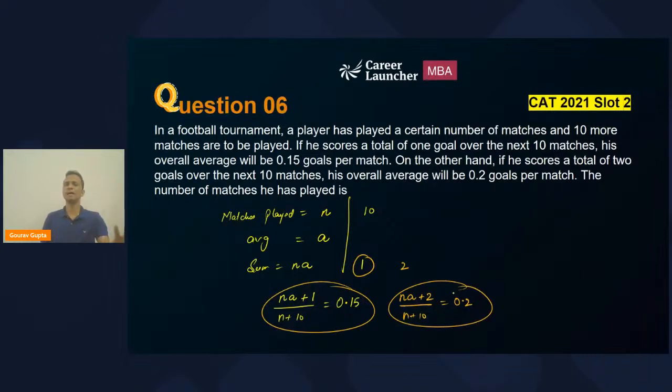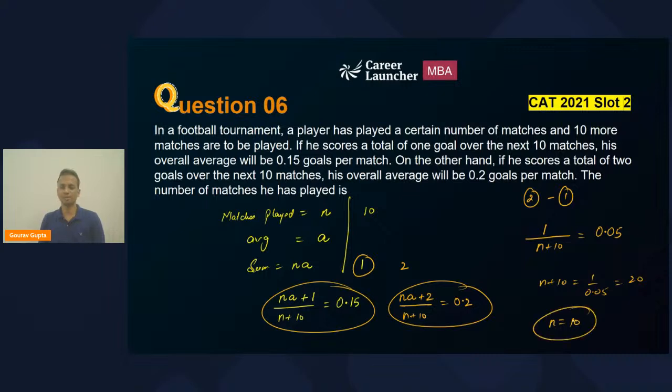Now second equation minus the first equation. The denominator is the same on the left hand side. In the numerator, in the second equation, na plus 2, and in the first case, we have na plus 1. So second equation minus first equation: in the numerator, you will have 2 minus 1, that is 1, divided by n plus 10, is equal to 0.2 minus 0.15, that means 0.05. So n plus 10 is equal to 1 upon 0.05, that is 20. So n plus 10 is equal to 20. The value of n comes out to be 10.